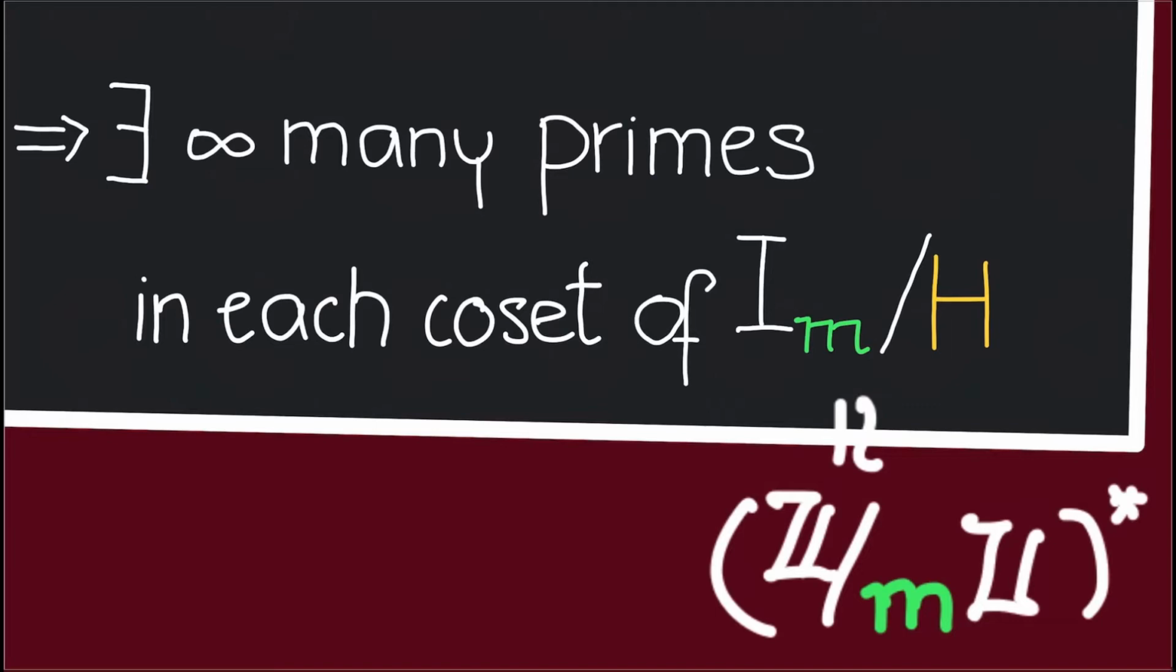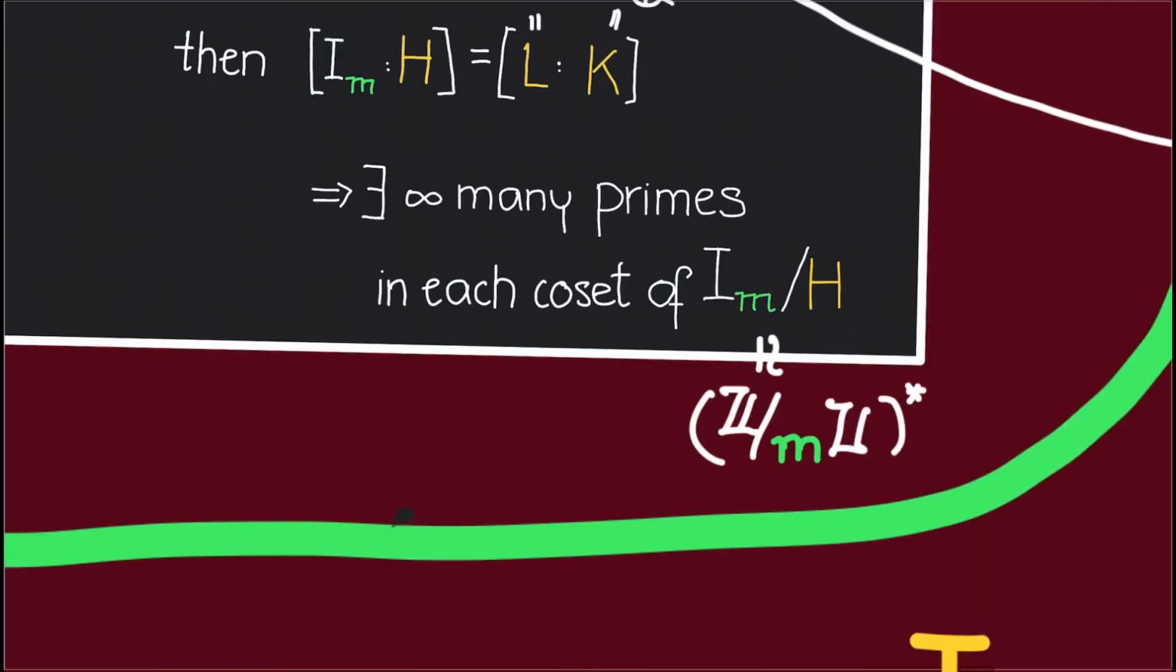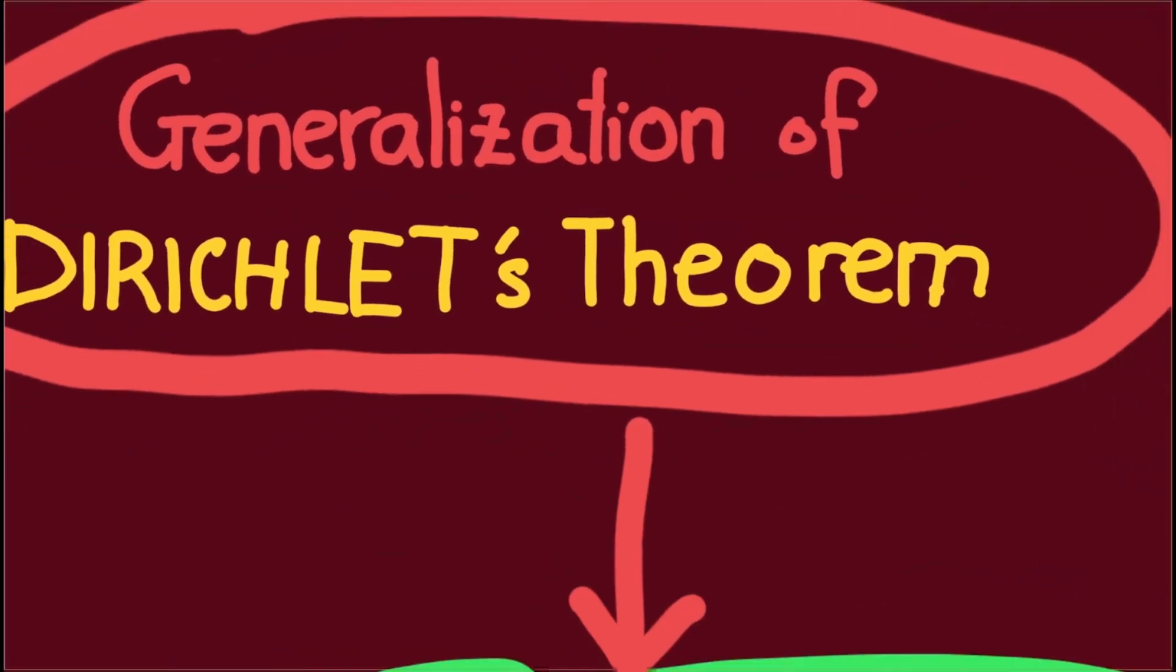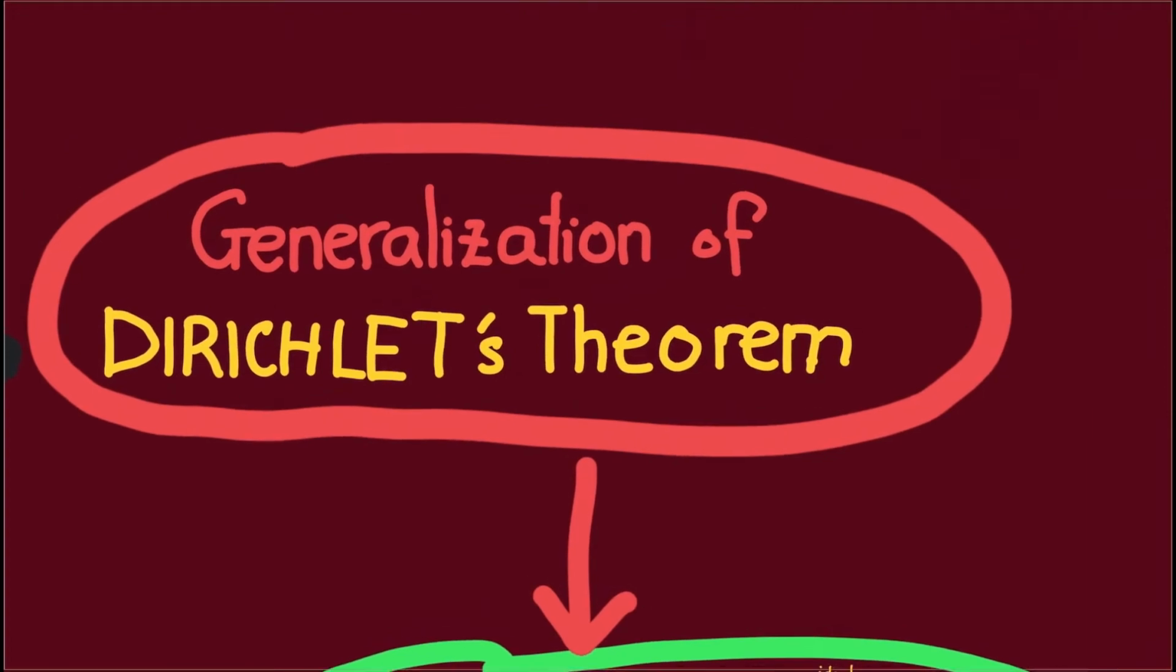In particular, this implies that there are infinitely many primes in each coset of this generalized ideal class group, which in this case is just going to be isomorphic to the unit group of Z mod MZ. And that is exactly the statement of Dirichlet's theorem on primes in arithmetic progression.